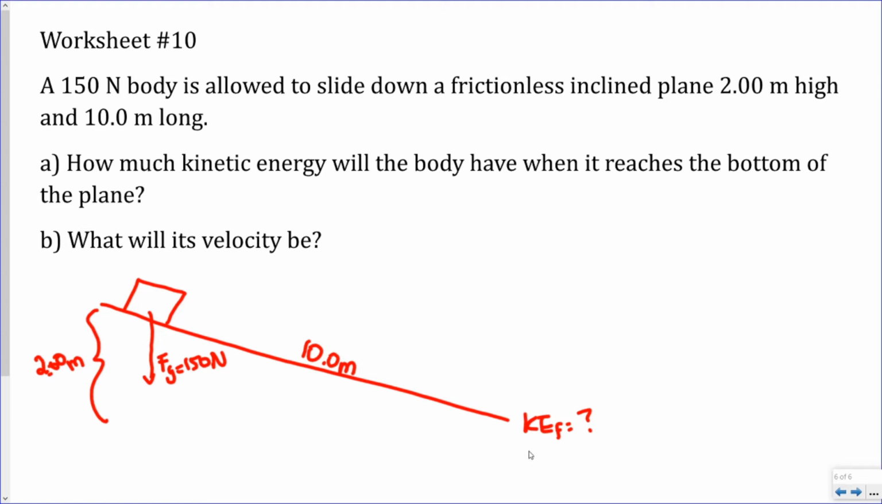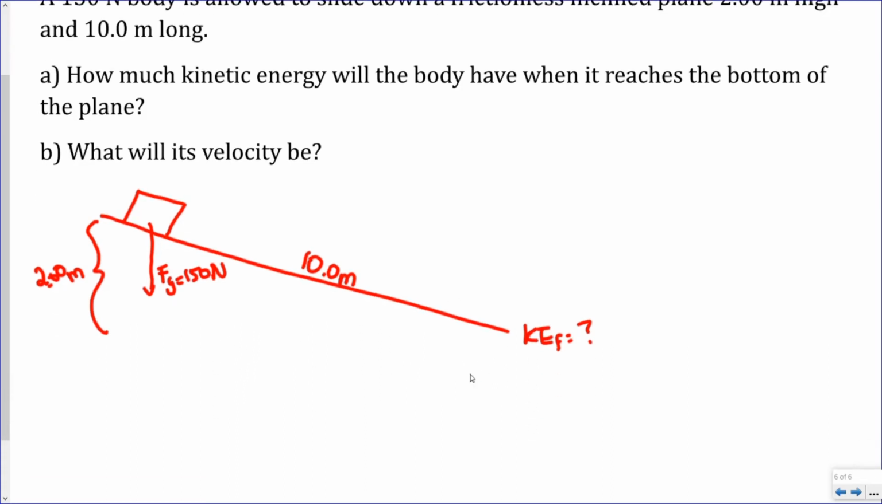Is there anything else we know? I don't think right now. So let's see if we can figure this out. What do we know? We're looking for kinetic energy final. What about our potential energy at the final? Once it reaches here, it doesn't have any further to drop from our reference point, so its potential energy is 0.